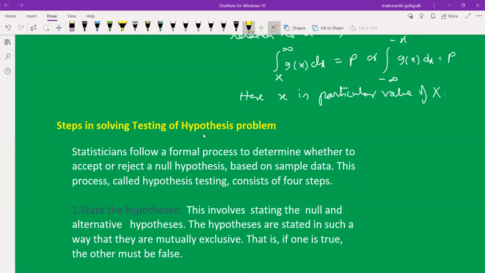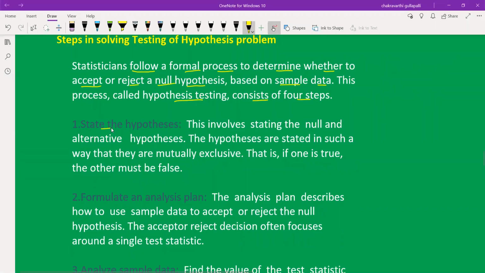The process of making a decision about a hypothesis based on the sample statistic is called a statistical test. Now, there is a procedure. Statisticians follow a formal process to determine whether to accept or reject a null hypothesis. Generally, there is no acceptance in research work; the hypothesis may not be rejected. Rejected means completely rejected. May not be rejected is called acceptance. Accept or reject the null hypothesis based on sample data. This process, called hypothesis testing, consists of 4 steps.